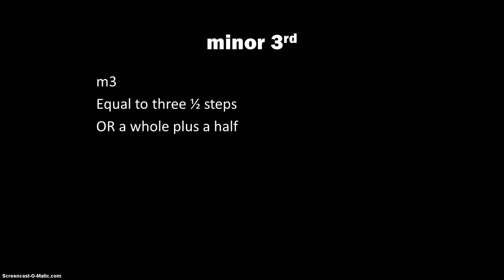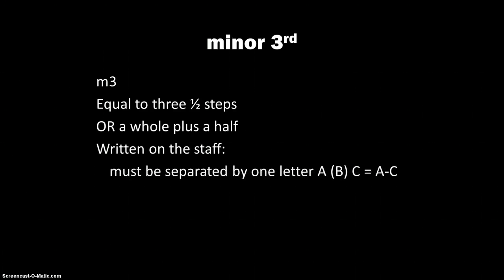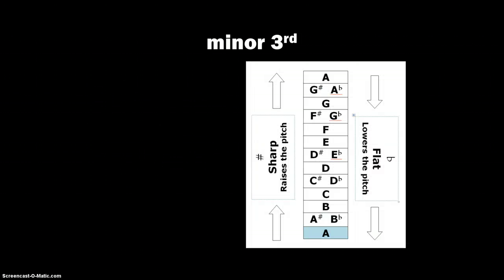The minor third is 1/2 step larger than a major second, so that would make it 3 half steps wide. You can also think of that as a whole step plus a half step, if that makes it any easier for you. When they're written on the staff, you need to make sure that you separate them by one letter. So from A to C, either sharp, flat, whatever, that would be considered a third. If it's not separated by one letter, it wouldn't be properly written as a third.